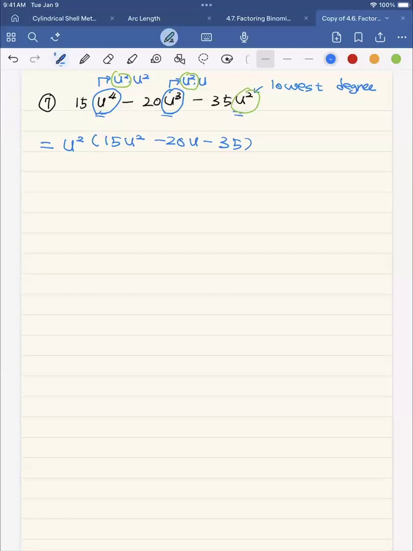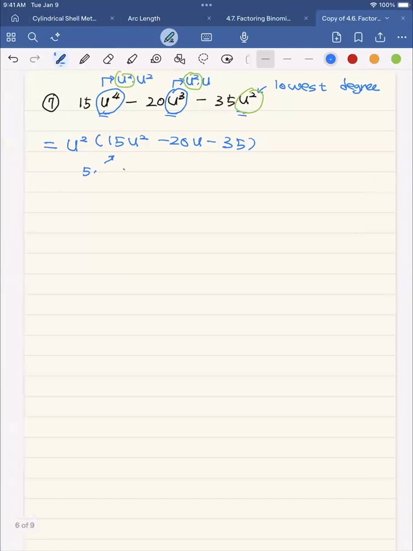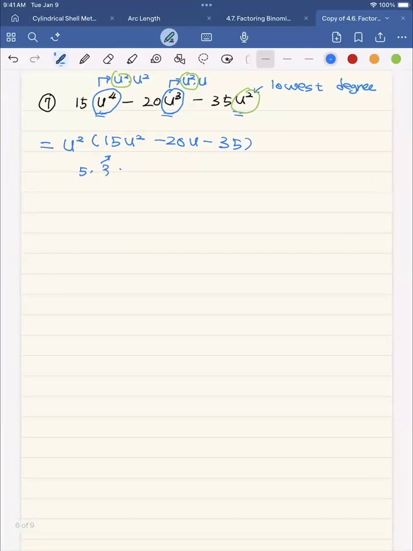Now we found 5 is the common factor of the coefficients. So we decompose each coefficient with respect to 5: 5 times 3, the next one is 5 times 4, and the next one is 5 times 7. So that is 5 times the quantity 3u squared minus 4u minus 7.